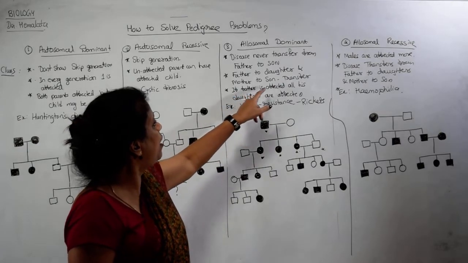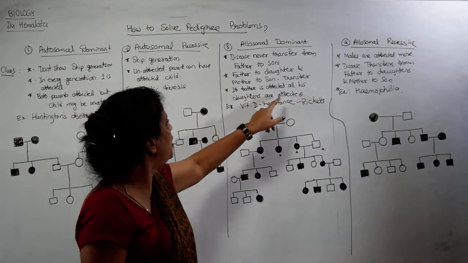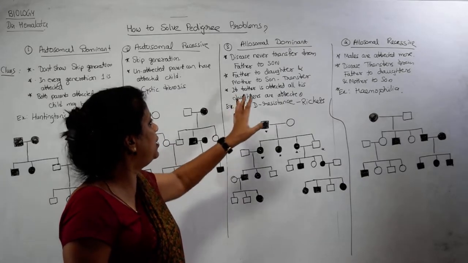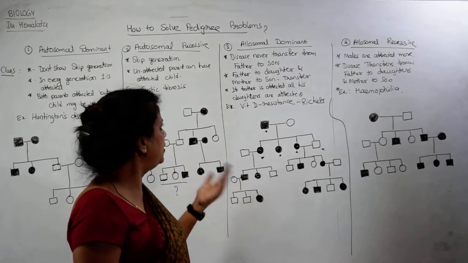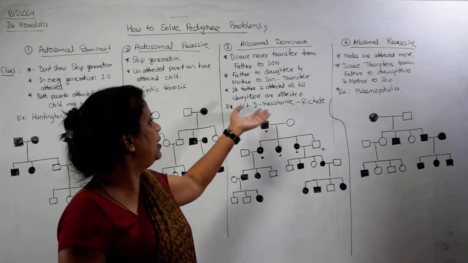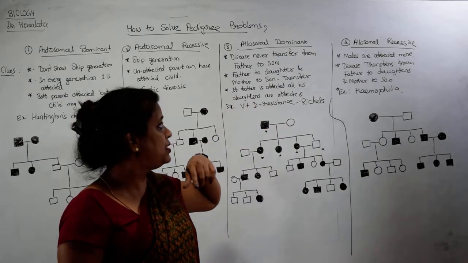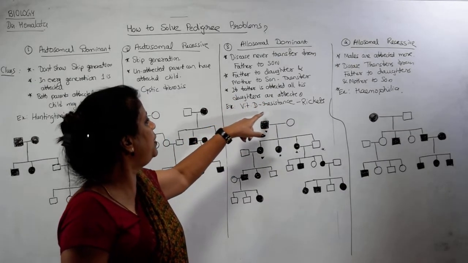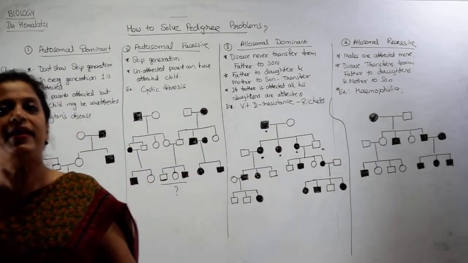If the father is affected, all his daughters are affected, right? Means if the father gets the disease, all his daughters are affected but not the sons. See, the example is vitamin D resistance, that is, in rickets.